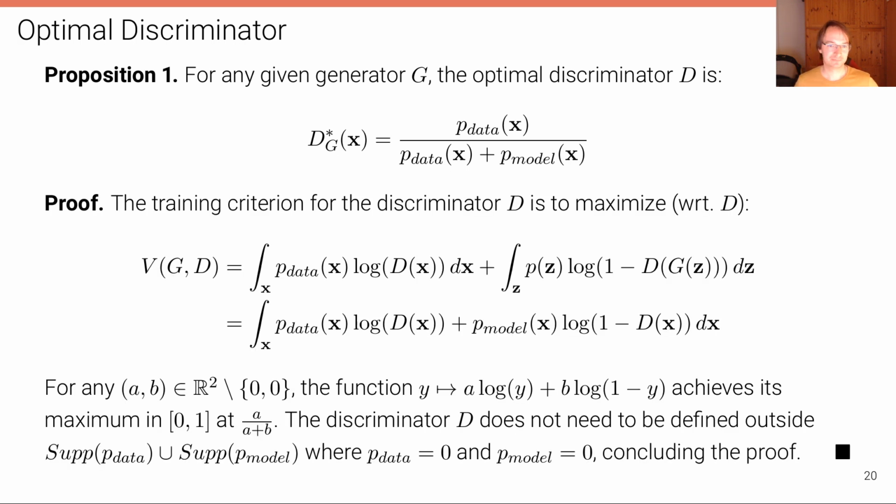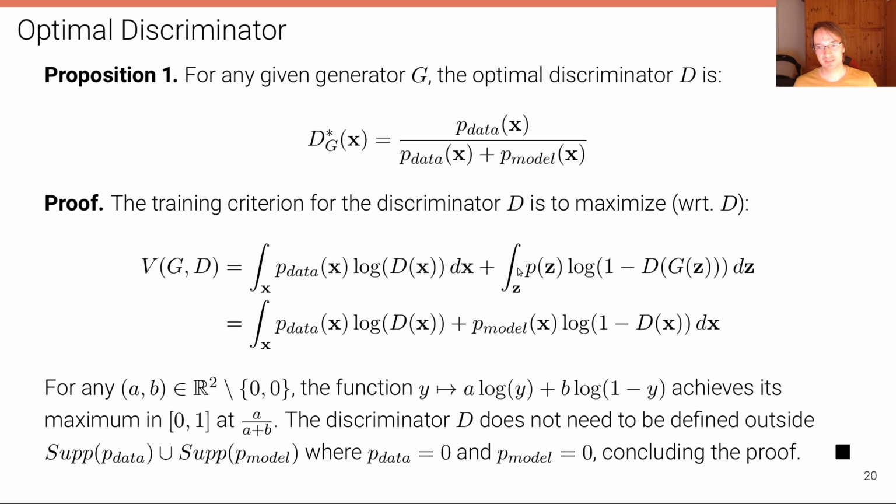Now, why is that? Well, the training criterion for the discriminator is to maximize this expression here with respect to D. And here what I've done is I've just rewritten the expectations in terms of integrals. So we have the integral over X of p data of X log D of X, and the integral over C of p of C log 1 minus D of G of C. Nothing happened. I just replaced the expectation by its definition.